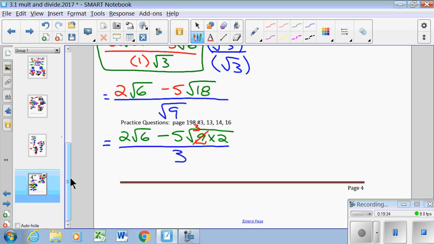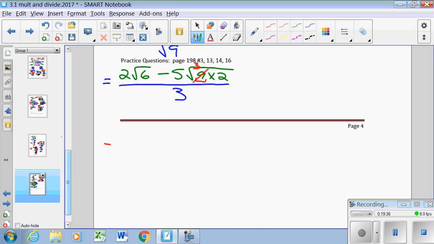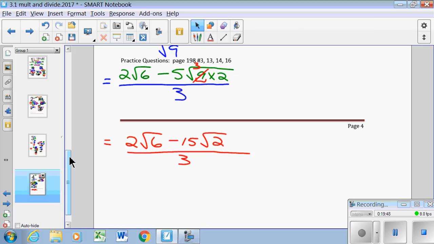If we keep going, my fraction now is 2 root 6 minus 5 times 3 is 15 root 2, divided by whole number 3. Crazy as it sounds, that is your final answer. The whole number 2 does not divide by whole number 3. I can't simplify that anymore. Yes, the whole number 15 divides by 3, but you can't do only 2 of the numbers in the top. You have to do both the whole numbers in the top. And please don't divide the radical by the whole number, because radicals have to go with radicals, whole numbers have to go with whole numbers.